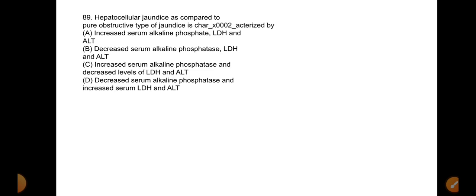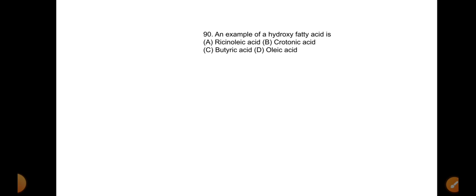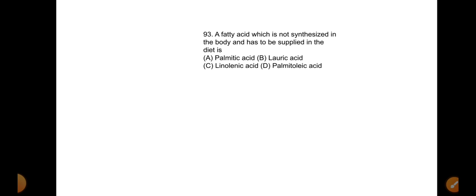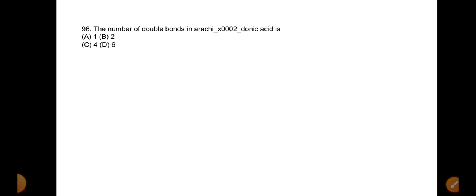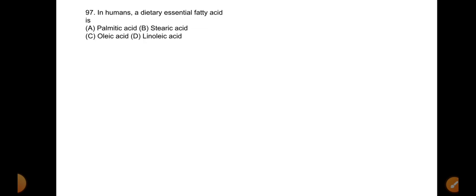89. Hepatocellular jaundice as compared to pure obstructive type of jaundice is characterized by... I think ten bouncer questions I've included for you guys. 90. An example of hydroxy fatty acid is... 91. An example of saturated fatty acid is... 92. If a fatty acid is esterified with an alcohol of high molecular weight instead of glycerol, the resulting compound will be... 93. Fatty acid which is not synthesized in the body and has to be supplied in the diet is... 94. Essential fatty acid out of these is... 95. The fatty acid present in cerebrosides is... 96. Number of double bonds in arachidonic acid is... 97. In humans, a dietary essential fatty acid is... these I think you guys know.